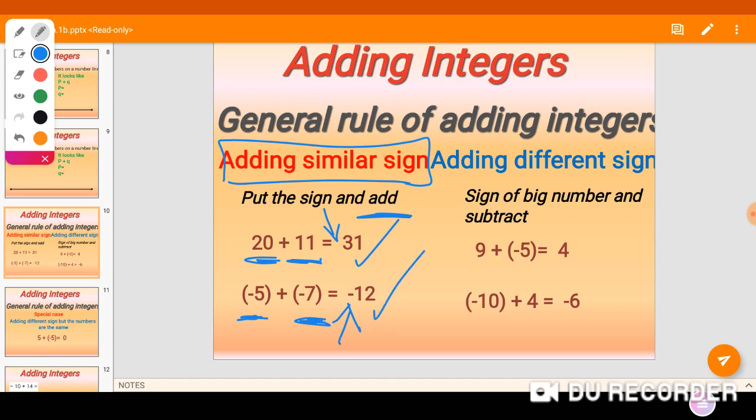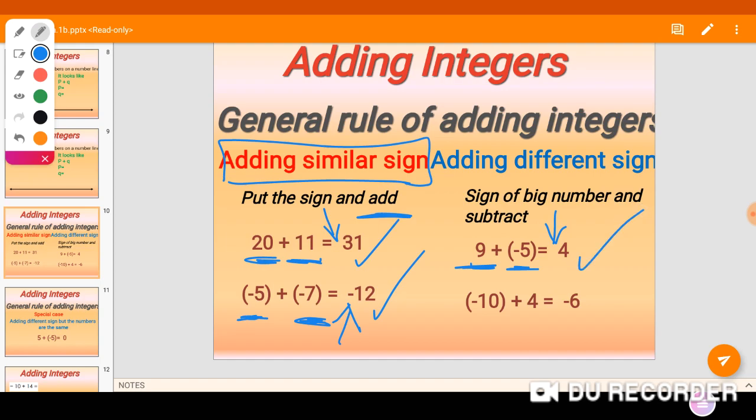Another example: if I have different signs, b positive and q negative, what should I do? Sign of big and subtract. Try to make it like a song, it will be very easy. What's the big number here, without considering negative or positive? 9 is greater than 5. What is the sign of 9? It's positive, so put positive here. We don't have to write the positive sign. This is the first step. And subtract: 9 minus 5 equals 4.